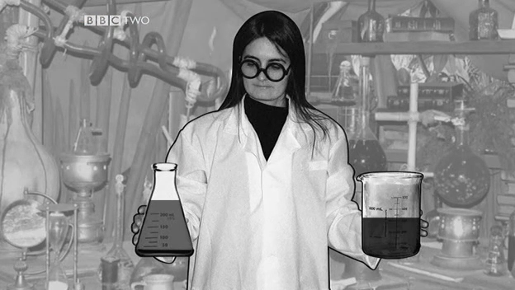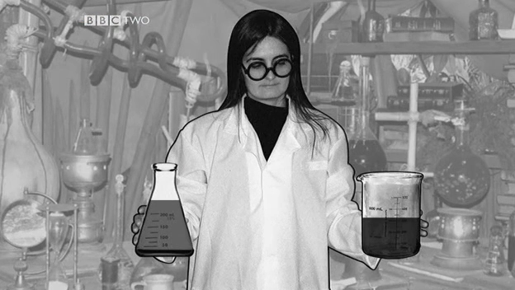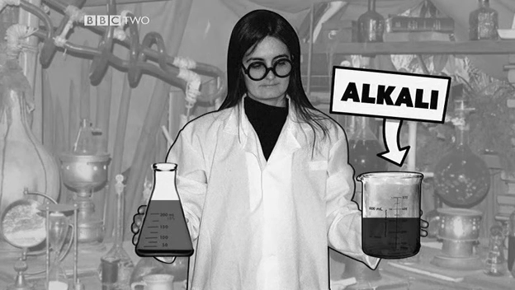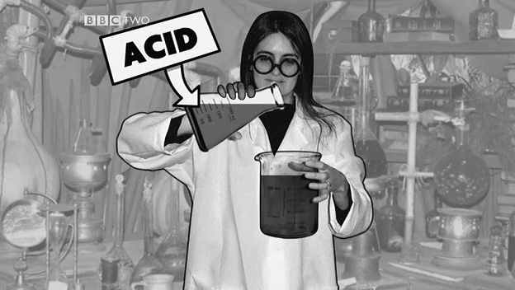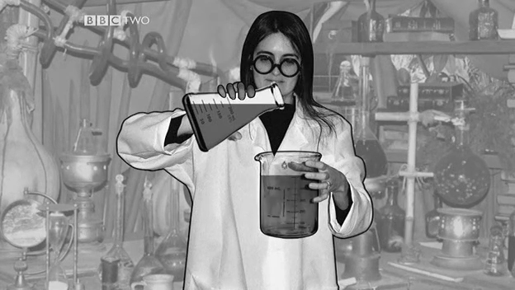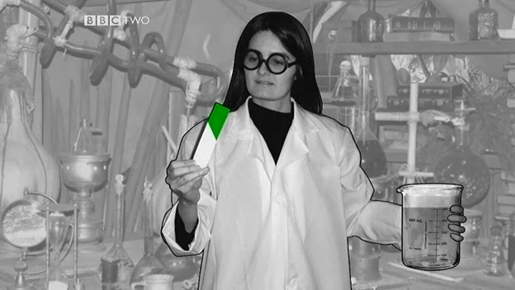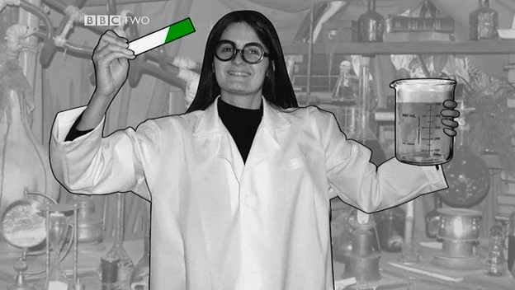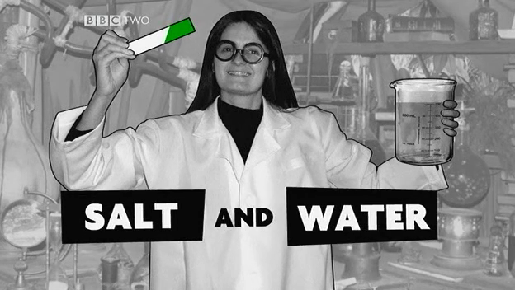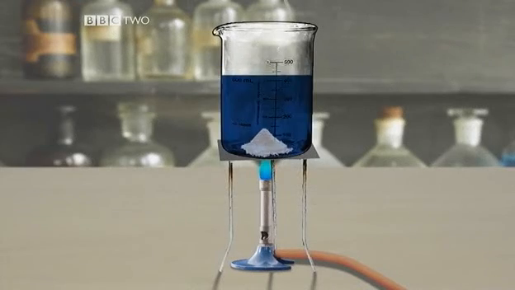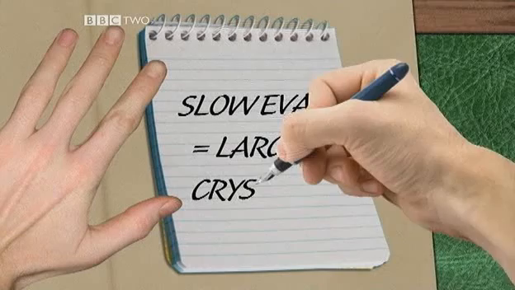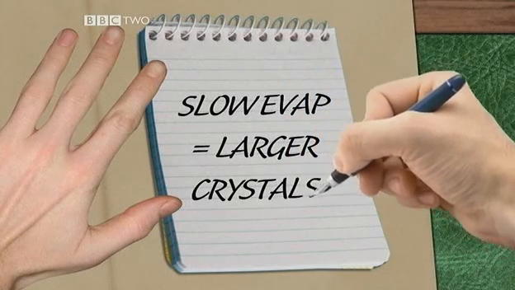If you're making a salt from an alkaline solution, formed when a base dissolves in water, remember? You can be very precise. Start with the alkali. Add the acid very slowly and use universal indicator to tell when you reach a neutral pH. The indicator goes green. That means all the alkali has reacted with the acid, and all you have now is salt and water. Now evaporate the water. The salt crystals left behind will be larger if you do this slowly.